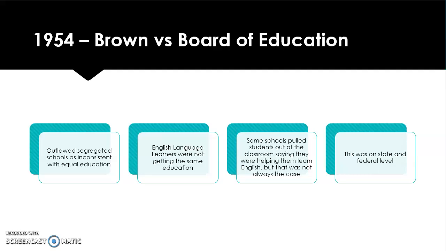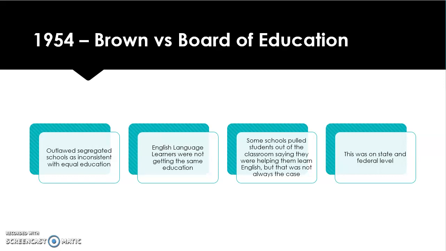The first one is Brown versus Board of Education in 1954. This was a case that went to the Supreme Court, and it outlawed segregated schools as inconsistent with equal education. It made it clear that English language learners cannot be segregated completely from the English classroom because they are not getting the same education. You see, these schools were pulling kids out from the regular classroom under the pretense that they were helping them learn English. Brown versus Board of Education made that illegal.